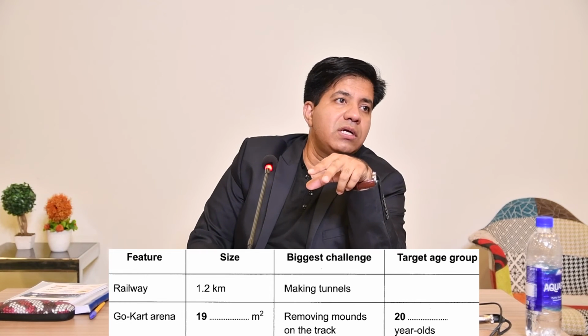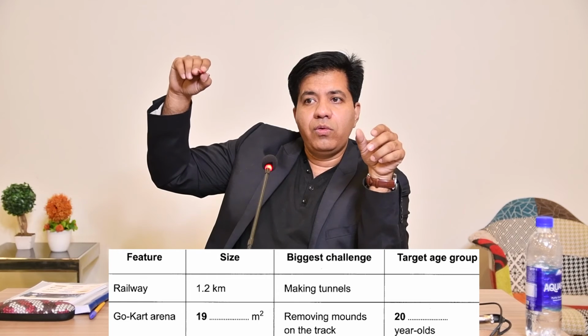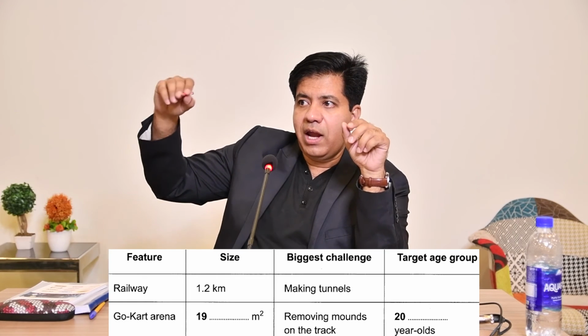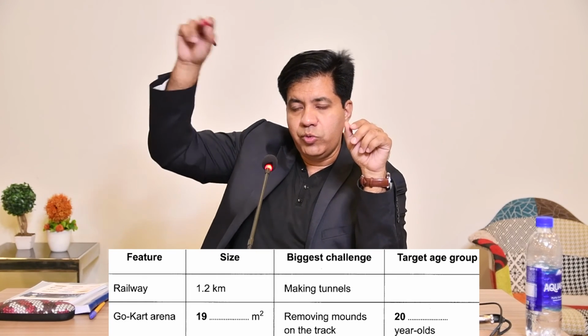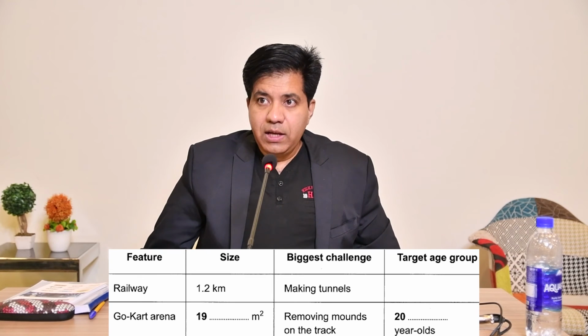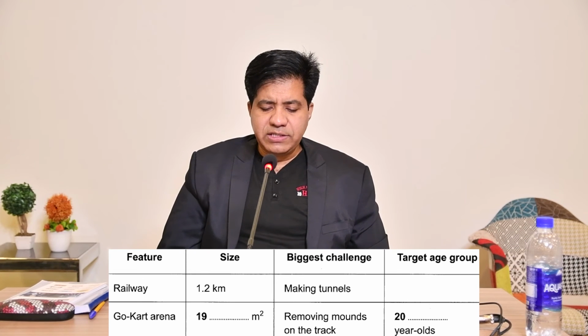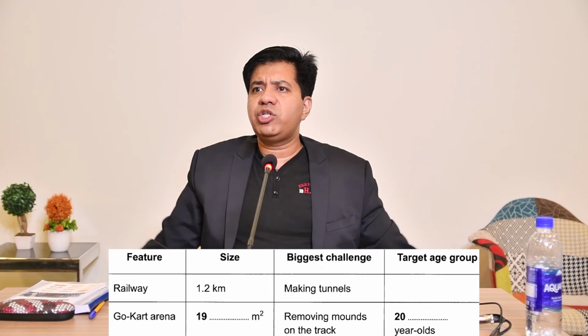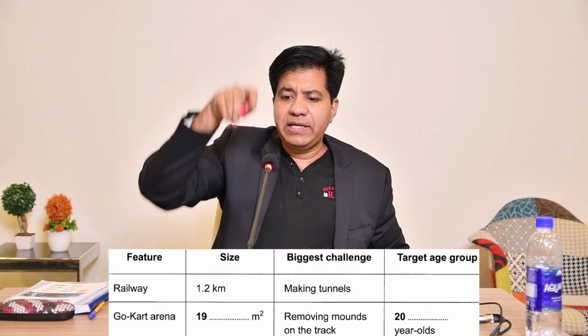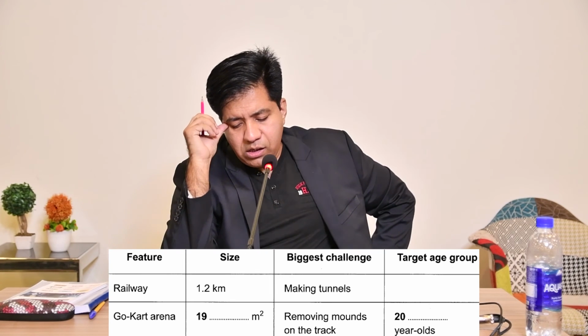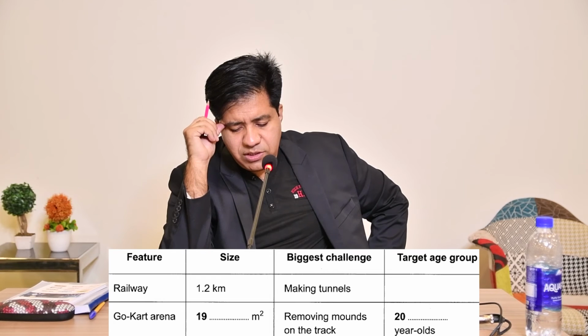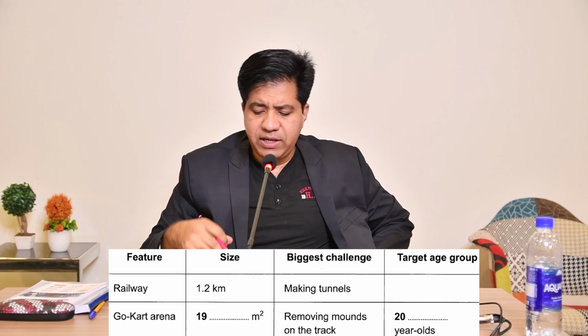So the answer is 120. Okay? Don't write 120 meters square, just 120. Very good. Because size is already mentioned in the table, if you write area, 120 meters square area, no, you shouldn't write area. It's all fine already.